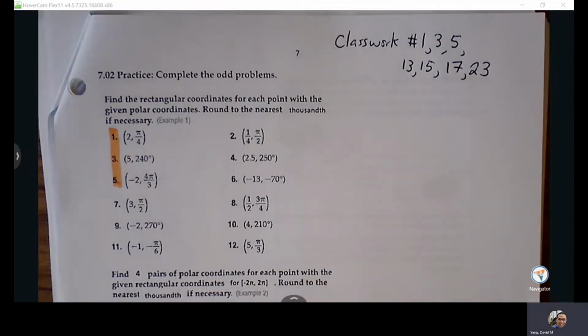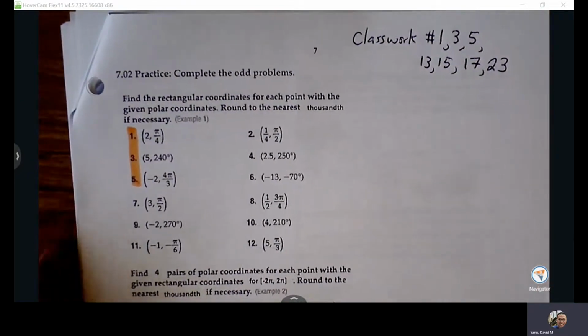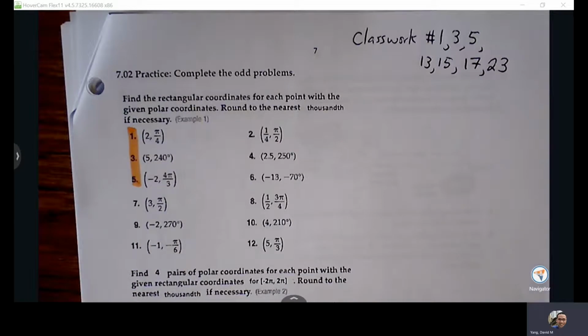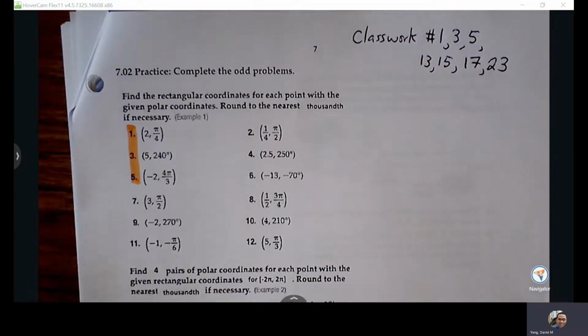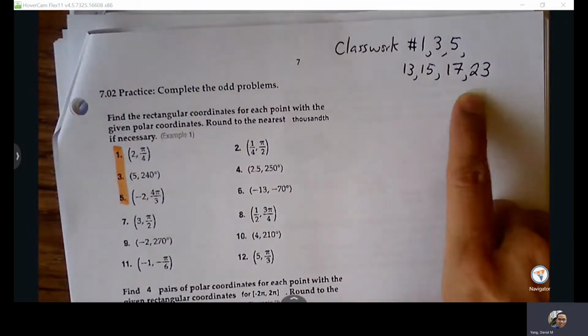Okay, so I'll work this out at the same time that you guys are doing them, and then check our answers, and then I'll walk around and check you guys off. Okay. So 1, 3, 5 for the top portion, and the bottom portion 13, 15, 17, 23.